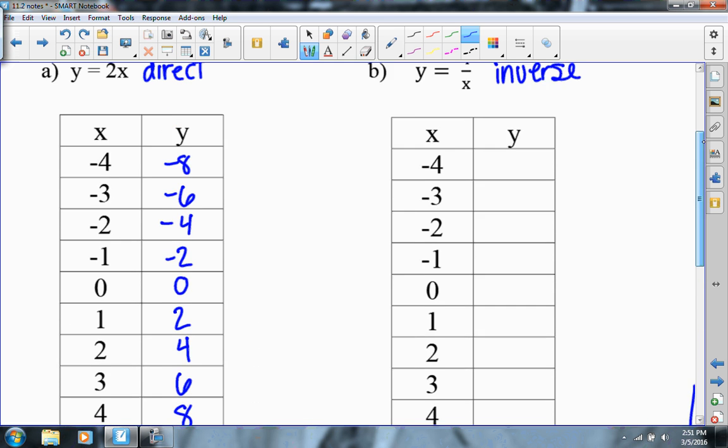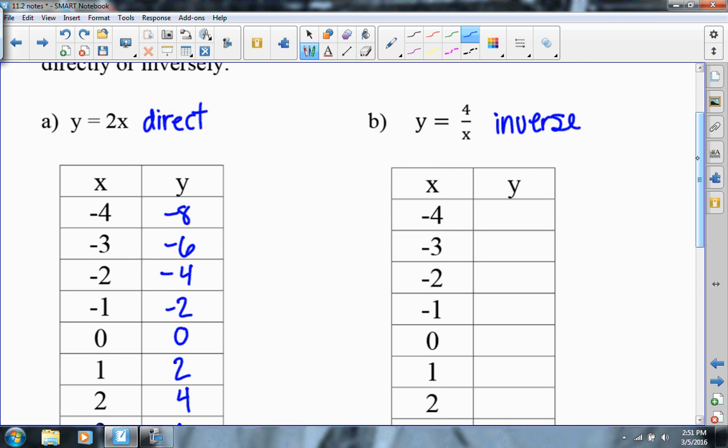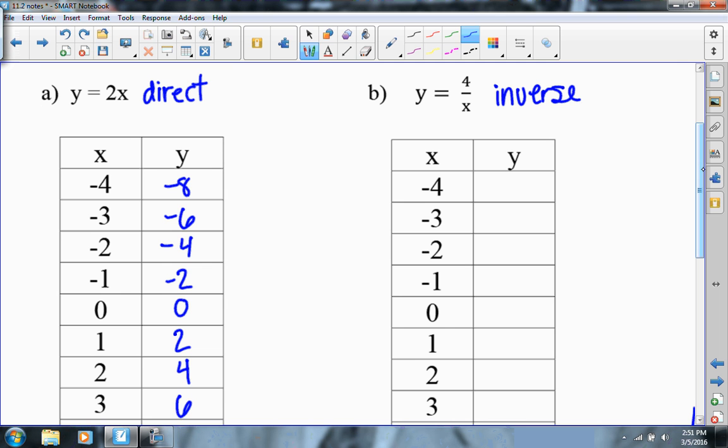Now for example B, this will be a little bit different. This will be inverse because again, we're dividing by the variable. So if we take -4 and divide 4 by -4, we get -1. When I divide 4 by -3, I'm going to get a decimal. So just for now, I'm just going to skip it. We can plot it, obviously, but I'm just going to skip it.